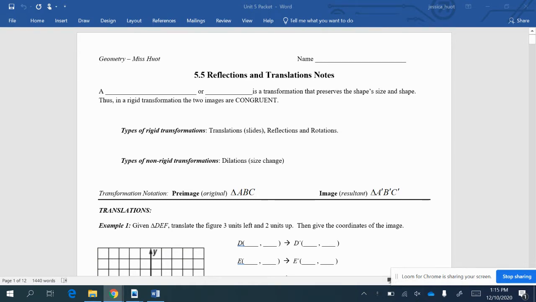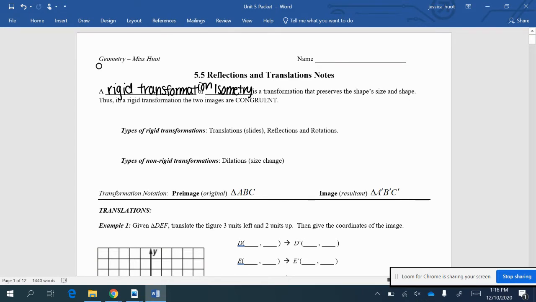So, a rigid transformation or isometry is a transformation that preserves the shape's size and shape. Thus, with a rigid transformation, the two images are congruent. So after you perform a transformation that is rigid, the shapes are still congruent. Okay, the size does not change.